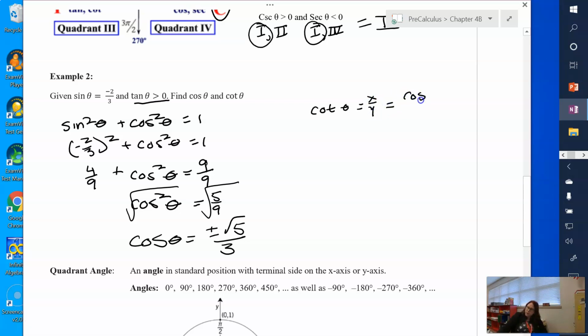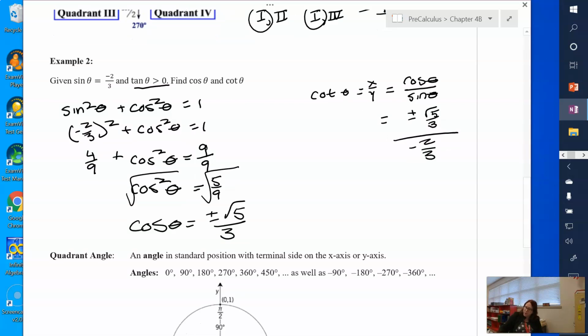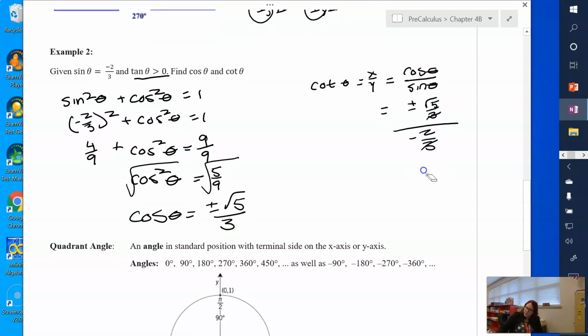Or cosine of theta over sine of theta. And since I don't have x and y, that doesn't work so well for this problem, but I do have cosine and I do have sine. So I put in my cosine, and cosine is going to be one of these. It's either positive square root of 5 over 3 or negative. And then my sine, I'm already told, is negative 2/3. Simple way to simplify a complex fraction is you can cancel denominator with denominator. And since they're both 3, boom, those go away. And I have plus or minus square root of 5 over a negative 2.